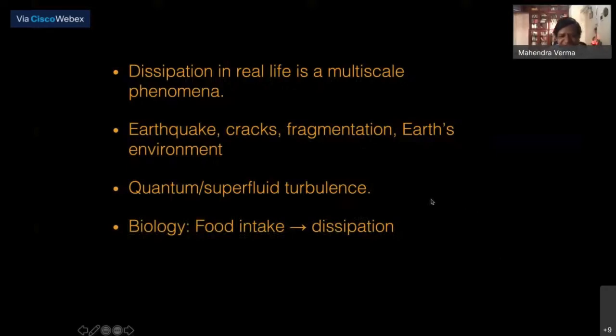In the human body, there is a nice way to explain the arrow of time or energy dissipation. Food intake: I take energy, and that food, which is macroscopic, is going into energy in the cells. So basically, there's a cascade of energy from food to cell level.